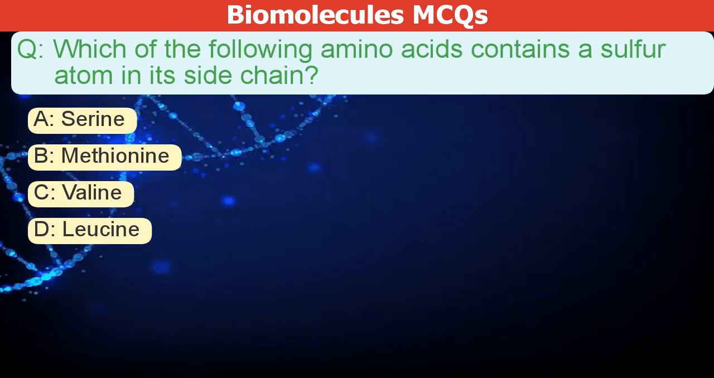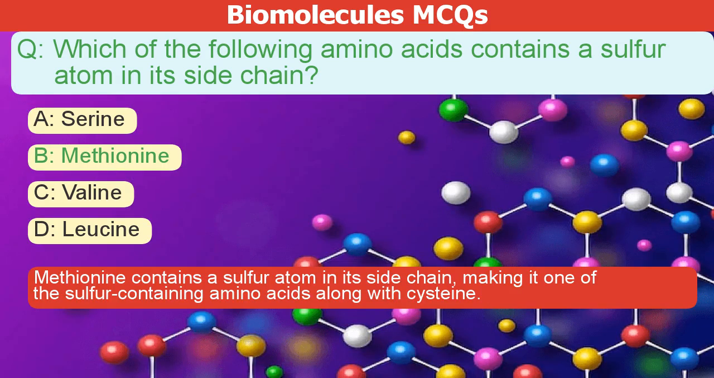Which of the following amino acids contains a sulfur atom in its side chain? A. Serine. B. Methionine. C. Valine. D. Leucine. The correct answer is B. Methionine contains a sulfur atom in its side chain, making it one of the sulfur-containing amino acids along with cysteine.